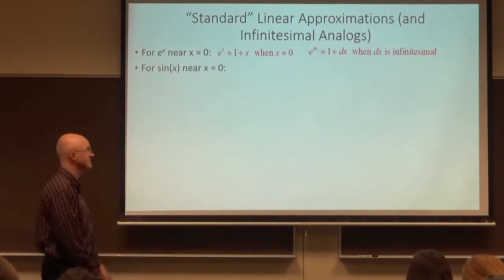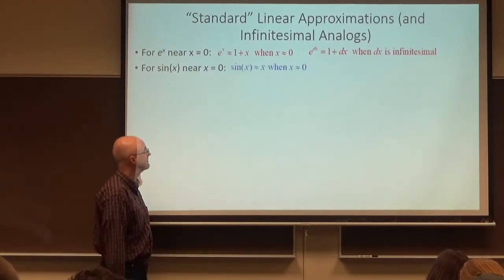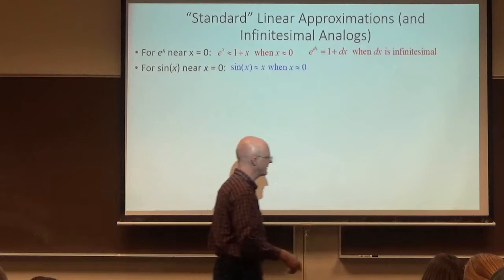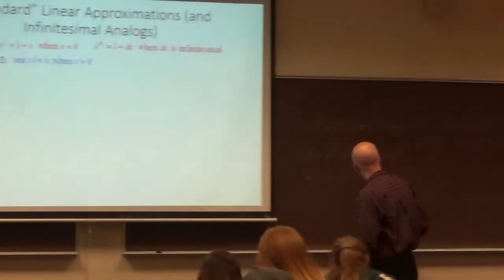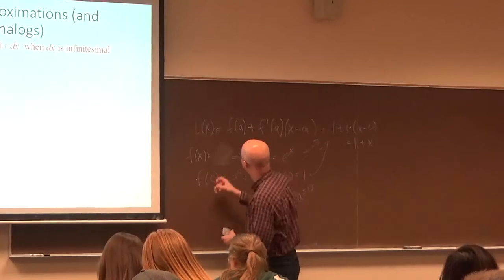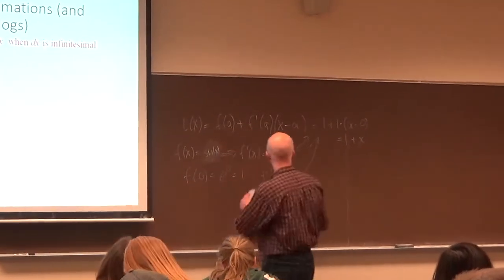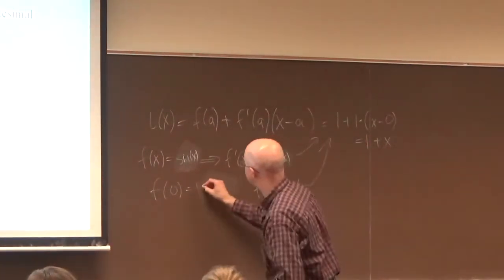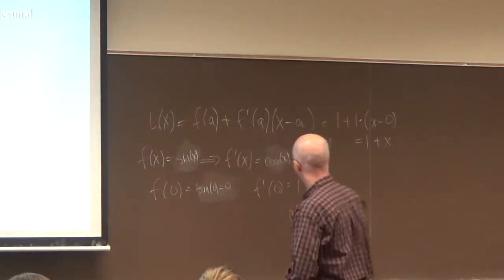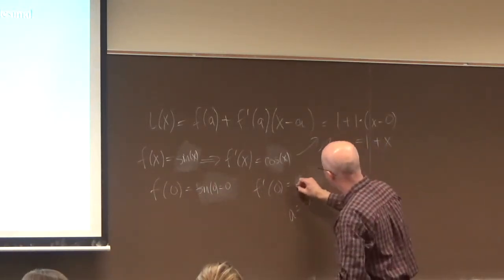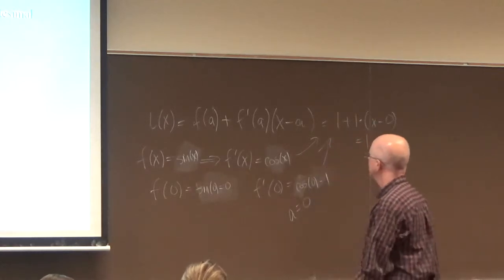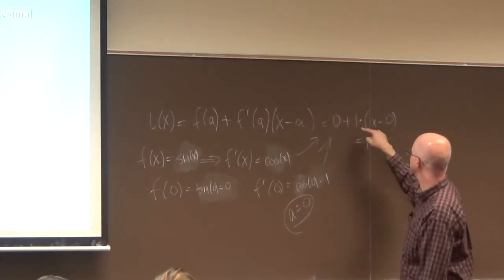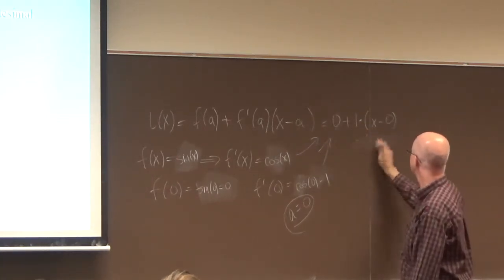What about the sine function? Sine of x is approximately equal to x when x is near 0. I could do the exact same kind of calculation, maybe I should, real quick here, with the sine function. If f of x is the sine function, then its derivative is the cosine function. F of 0 is sine of 0, we know that's 0. F prime of 0 is cosine of 0, that is 1. We're using a equals 0, that's implied here. So the approximation becomes 0 plus 1 times x minus 0, which is just x.